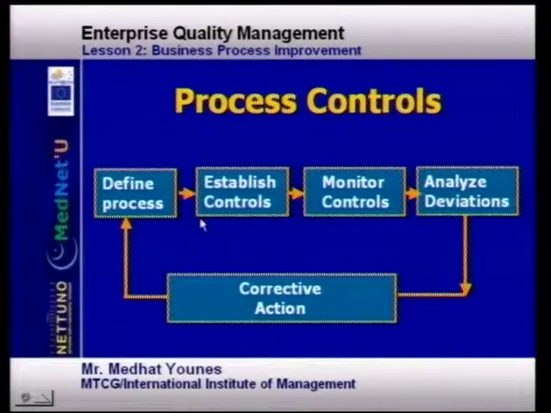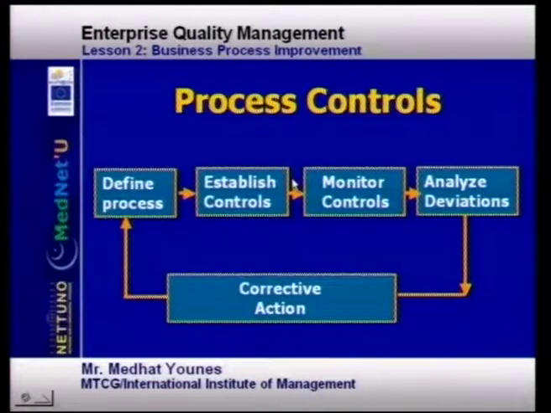We can establish process quality assurance by first, after of course defining the process, establishing controls, then monitoring those controls, analyzing the deviations, and then taking corrective actions.